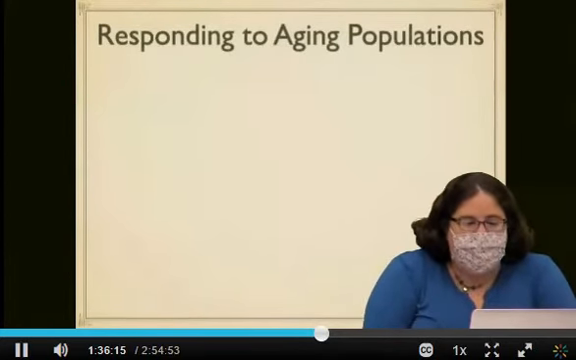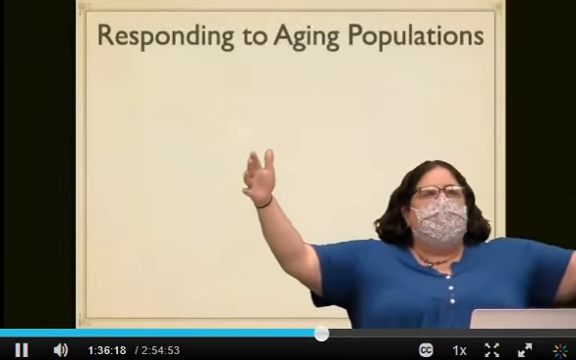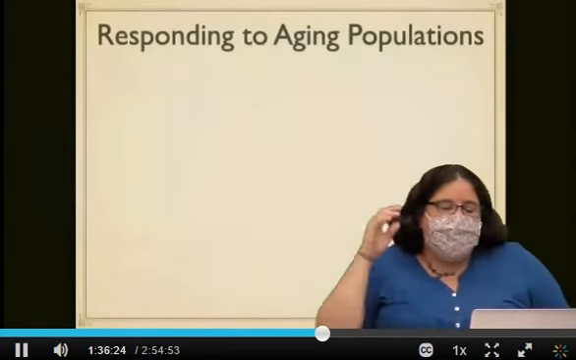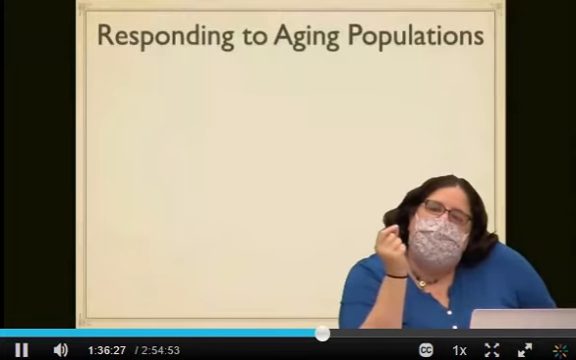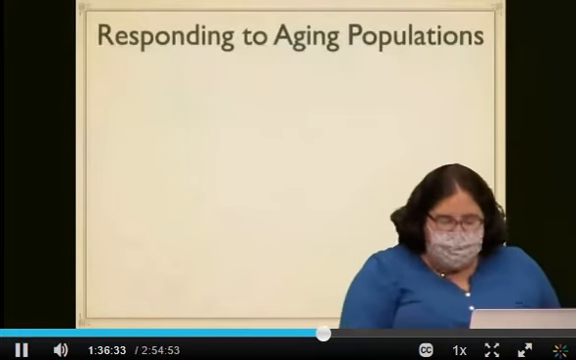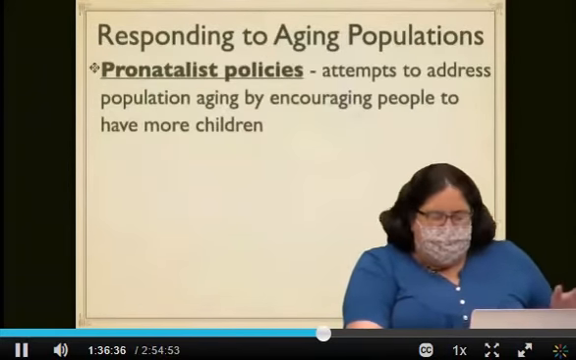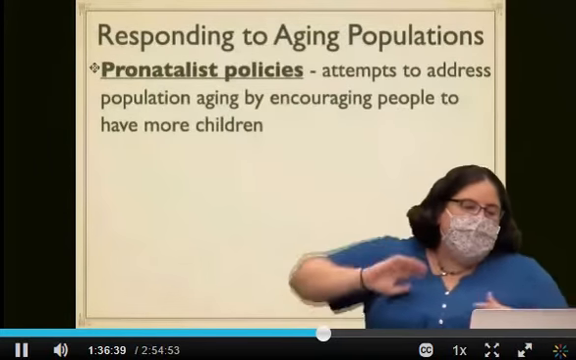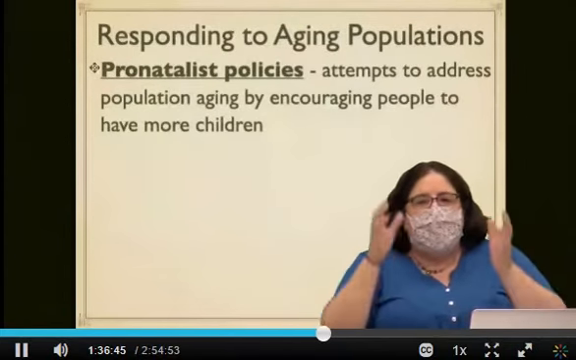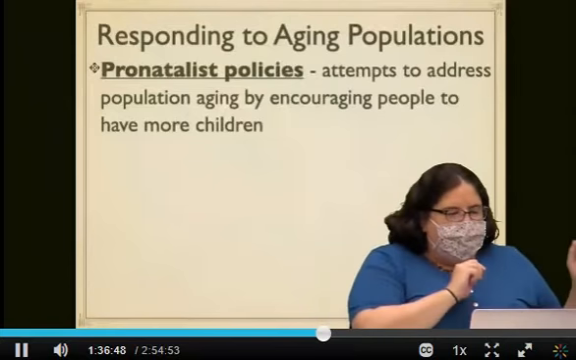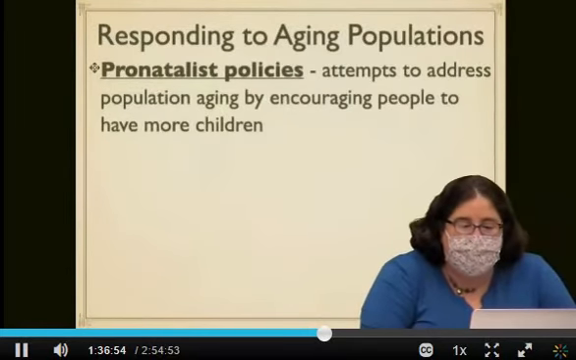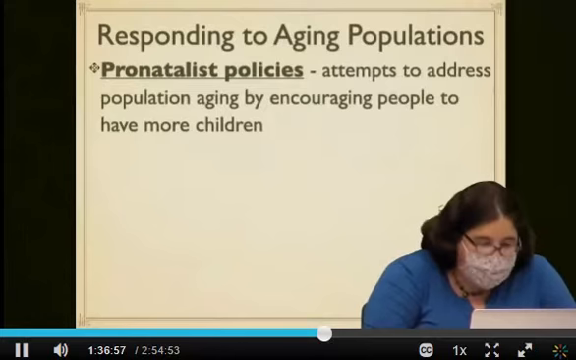Some societies, so one way to reduce, remember how if you line everybody up, an aging population means more older people and fewer babies? Some societies have taken that to mean, so if we want to lower our population's age, we should encourage people to have more babies. And anybody who knows about demography is horrified by that, but it is a thing that happens, right? There are things that are called pro-natalist policies. Pro meaning for, natal meaning born. Pro-babies being born. Pro-natalist policies attempt to address population aging by encouraging people to have more children.